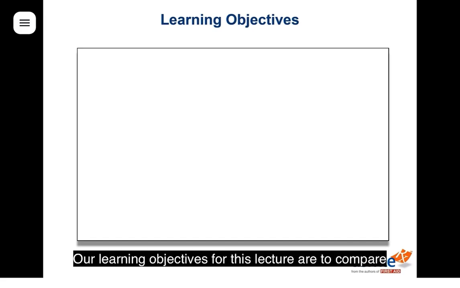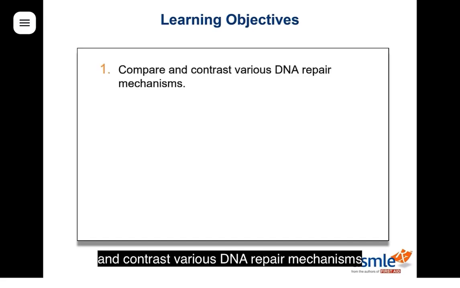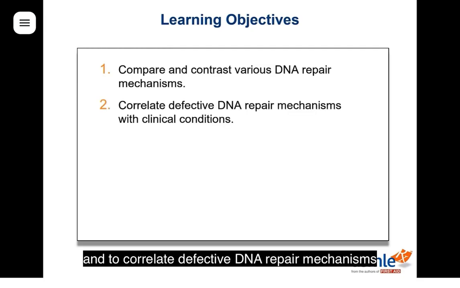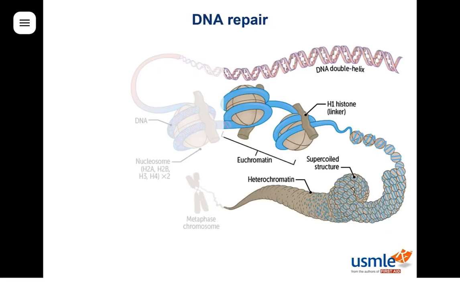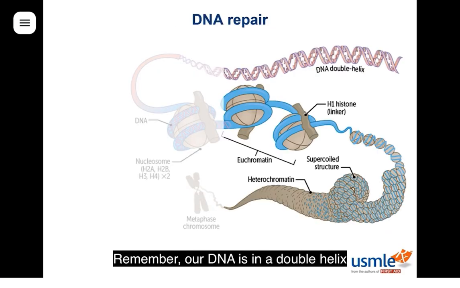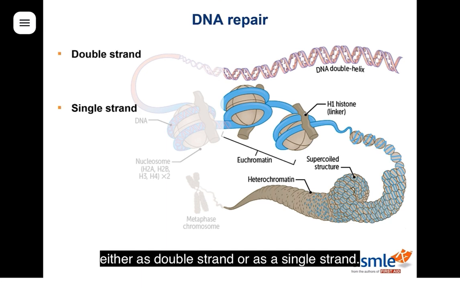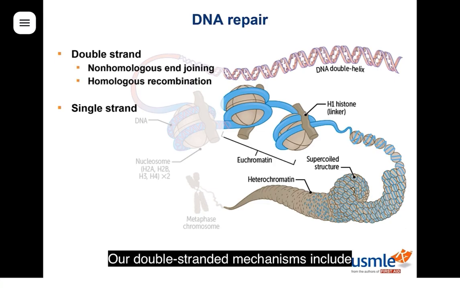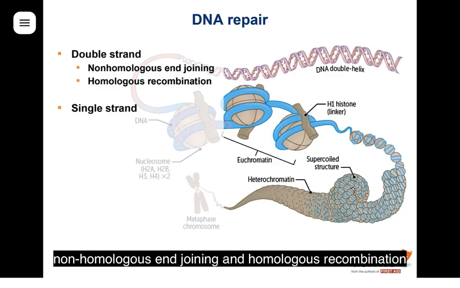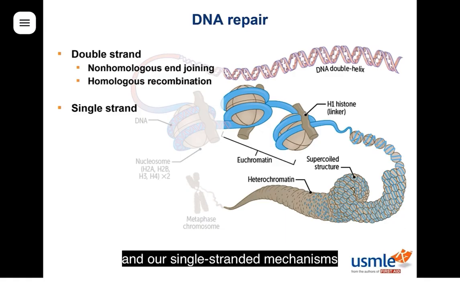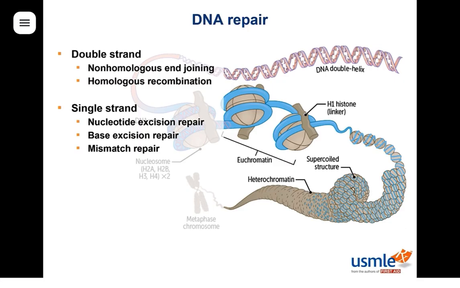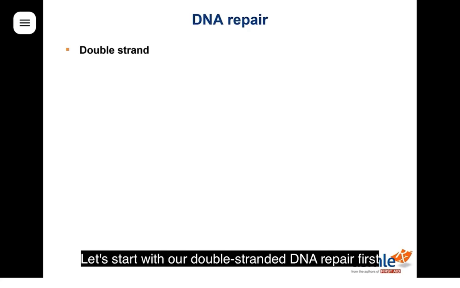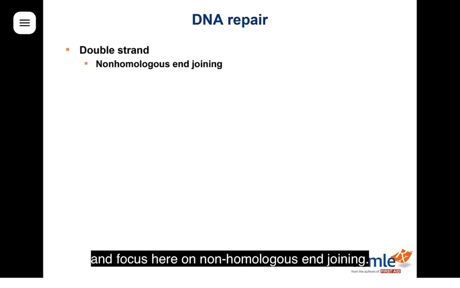Our learning objectives for this lecture are to compare and contrast various DNA repair mechanisms and to correlate defective DNA repair mechanisms with clinical conditions. Remember, our DNA is in a double helix, so when repairing DNA, we can go about it either as double strand or as a single strand. Our double-stranded mechanisms include non-homologous end joining and homologous recombination, and our single-stranded mechanisms include nucleotide excision repair, base excision repair, and mismatch repair. Let's start with our double-stranded DNA repair first and focus here on non-homologous end joining.